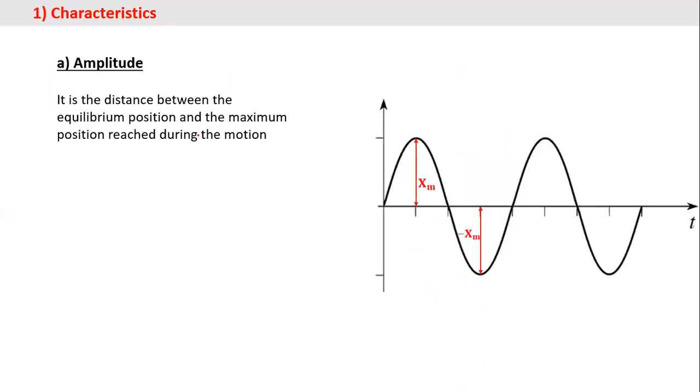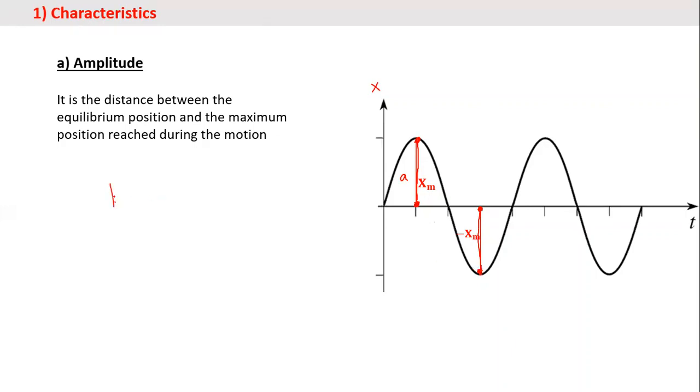When I talk about amplitude, this means the distance between the equilibrium position and the maximum reached during the motion. And when I say maximum, this means the distance from this point to this point. This is x in terms of t. So this is what we call amplitude. Here, A, this is the amplitude. And also we can take it from this part to this part, which is also the amplitude.